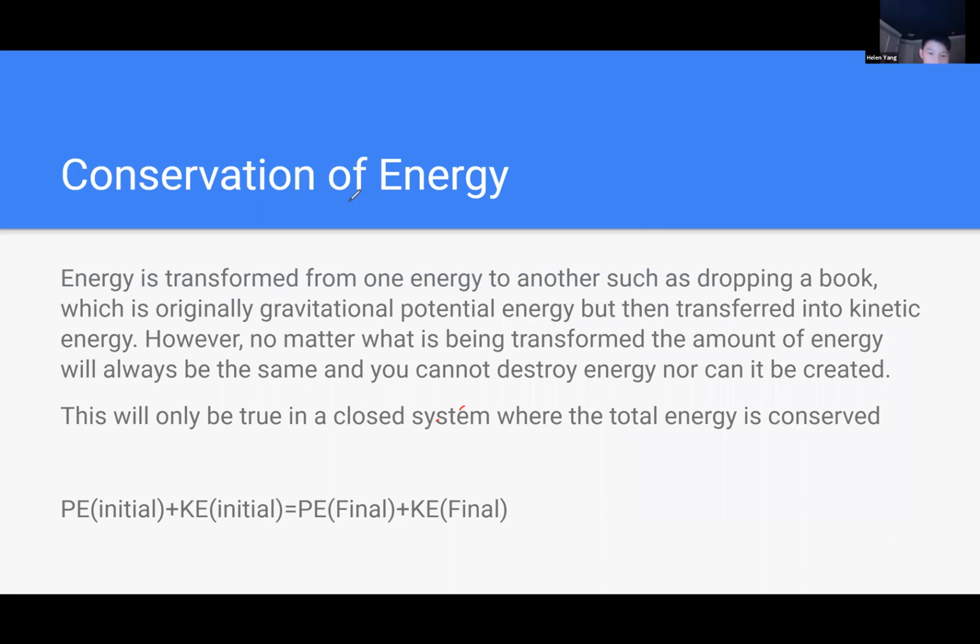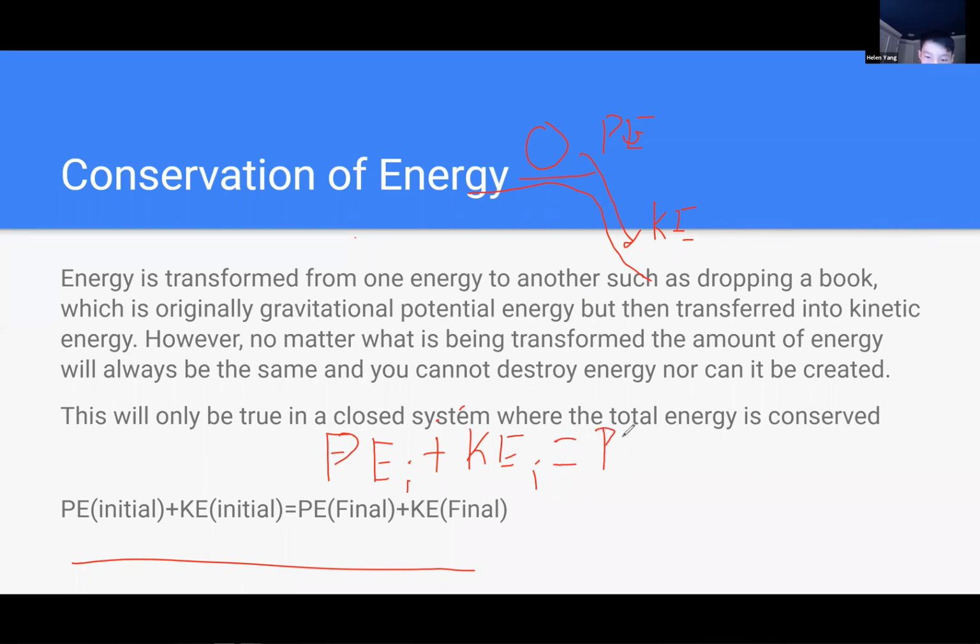And finally, conservation of energy is when energy is transformed from one form to another. For example, if you have a ball on top of a mountain or hill, it originally has potential energy. As it's going down the mountain, it's gaining velocity or speed, and it's transforming to kinetic energy. This is how it's transferring to different energies. So in the beginning, it has potential energy and no kinetic energy. By using the equation, the gravitational potential energy initial plus the kinetic energy initial is equal to the potential energy final plus the kinetic energy final.